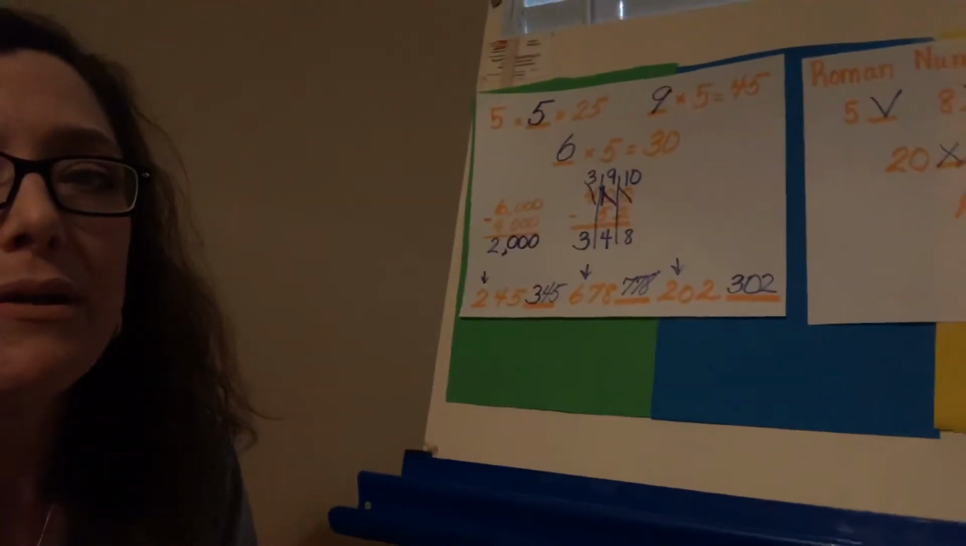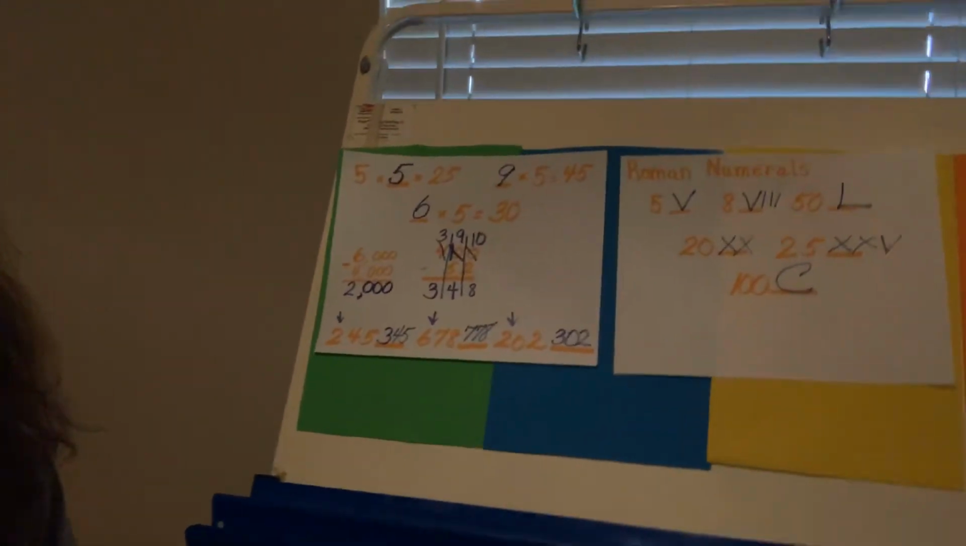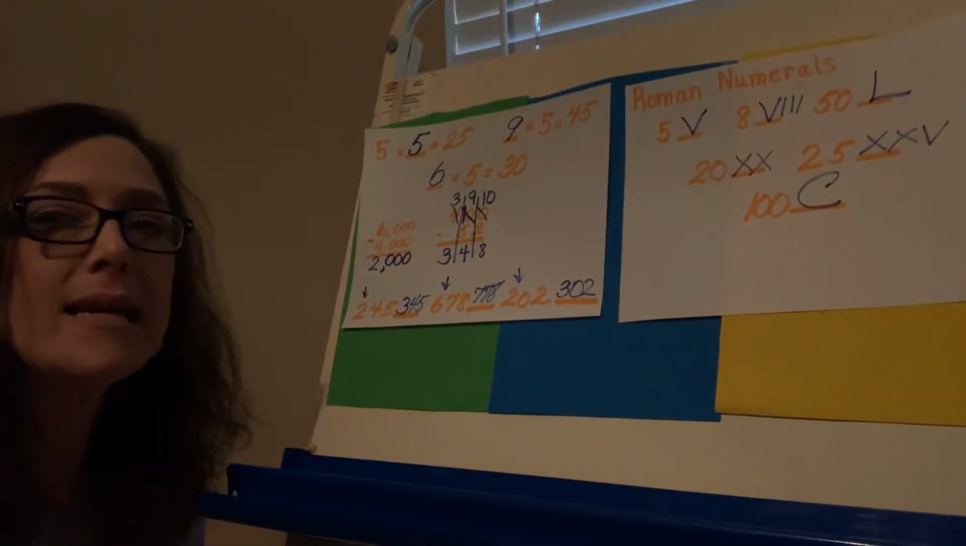Number 3, $80.21. Number 4, 6,004. And now we'll use our paper up here at the easel to write, and you can grade your paper and see how you did.